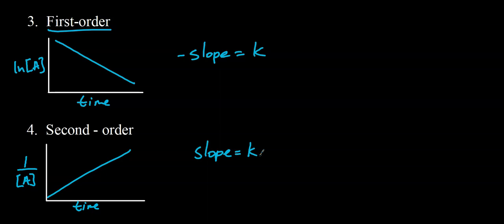Be aware that the slope is always the rate constant. This is on the next page in your notes. It's not on the slide though, so just want to warn you about that. The slope is always the rate constant. Again, for zero and first order reactions, it is the negative slope that is the rate constant. Your rate constant is always going to be a positive value.